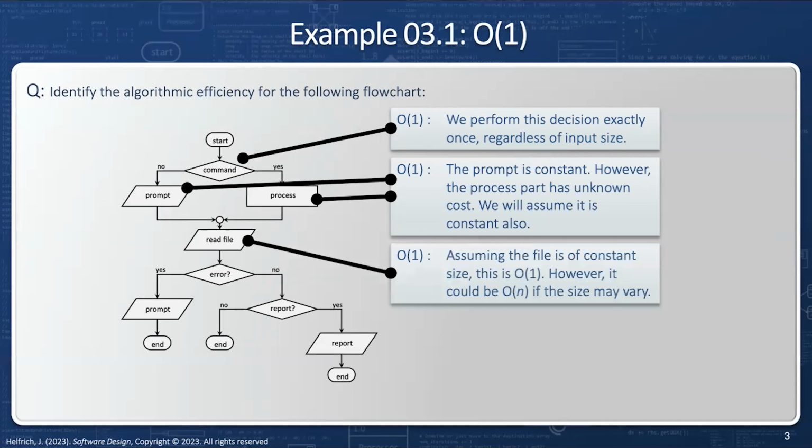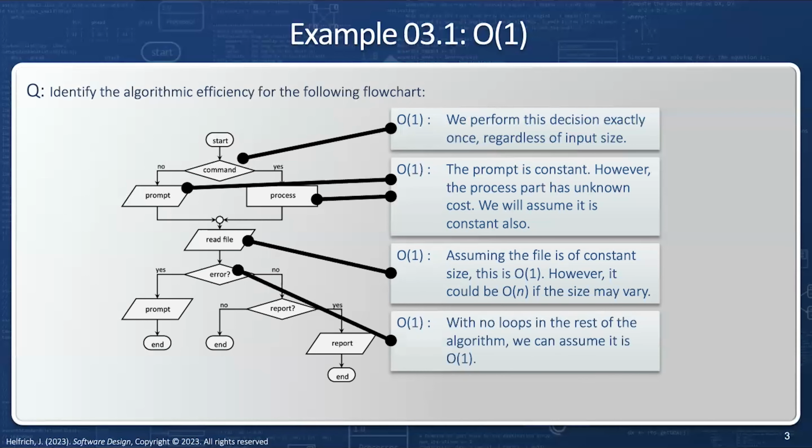The read file could be O(1) if the data in the file is a fixed size. However, if the amount of data in the file is variable, then it's going to be O(n), where n is the number of elements in the file. The decision diamond is O(1) because it takes the same amount of time regardless of the size of the input. Therefore, the overall efficiency is O(1) unless the size of the file varies. If that's the case, it's O(n).